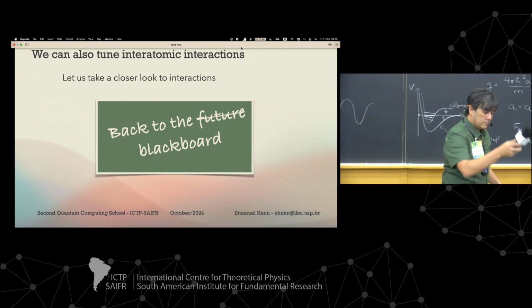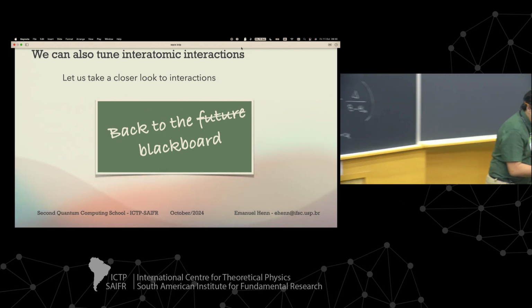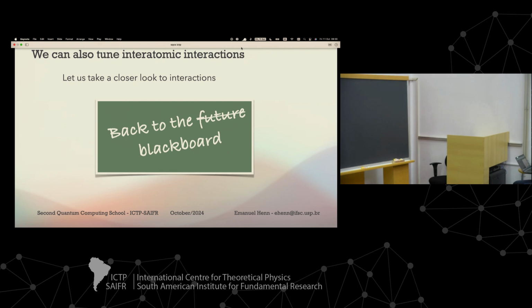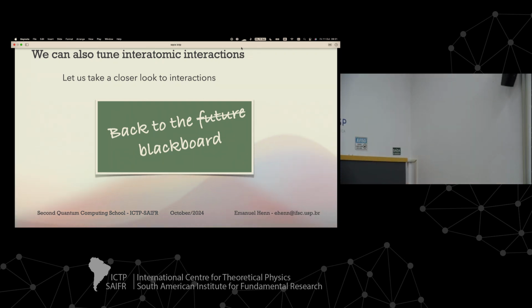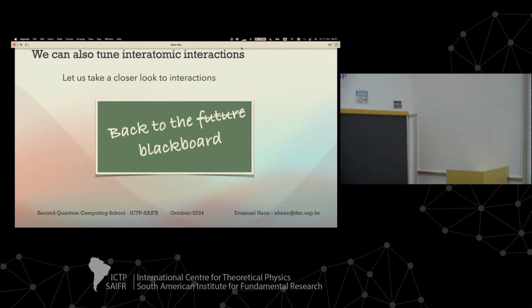You have a question? Yes. So for practical purposes, one has to look at it, but you can drive interactions with a simple magnetic field. Tell me, you have a question.